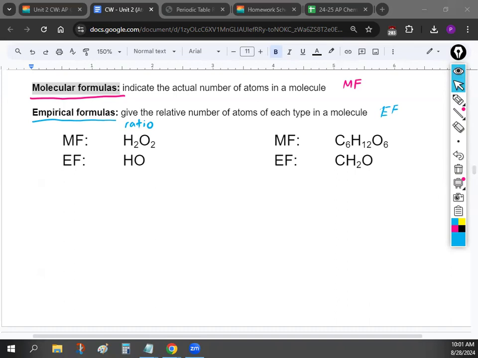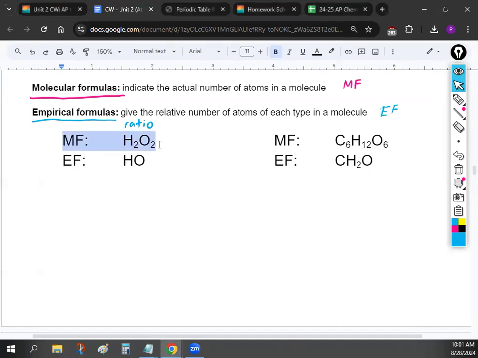Okay, so let's talk about the difference between molecular and empirical formula. So we have two examples right here. We'll start with this right here. Molecular formula, again, tells you how many of each element it has. So it's the most accurate way of describing a molecule, because it tells you exactly how many of each you have. However, sometimes when we do labs and things like that, we're trying to figure out something's formula. We have to figure out the ratio first, and that's where the empirical formula comes in.